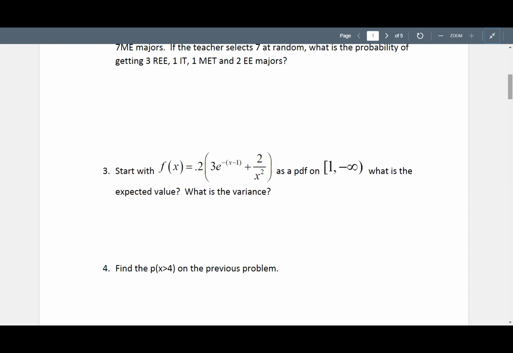Okay. So what's the expected value and what is the variance? So I am going to try this and see if I can do this right this time.